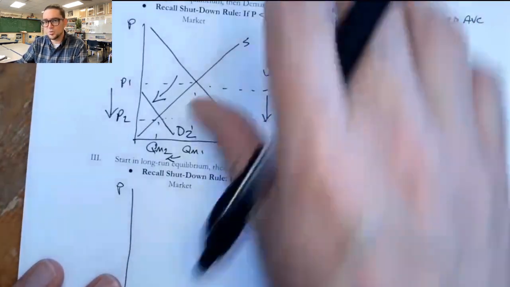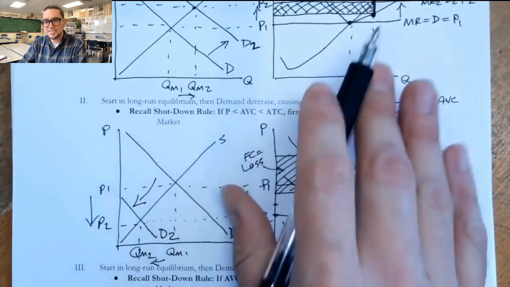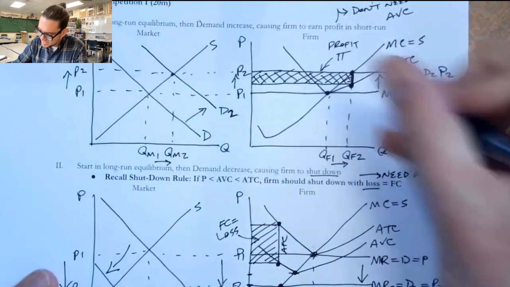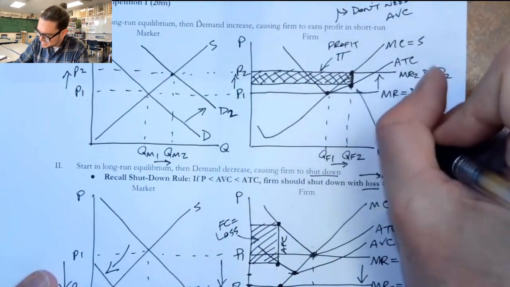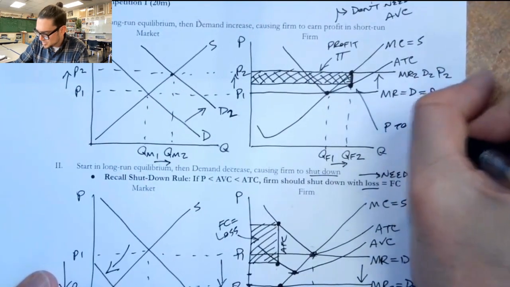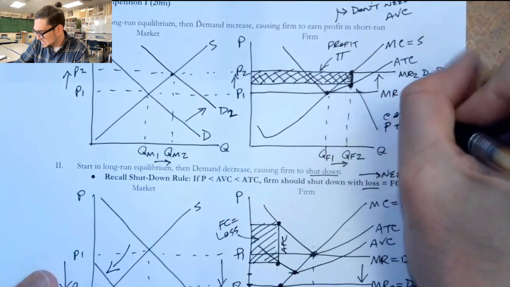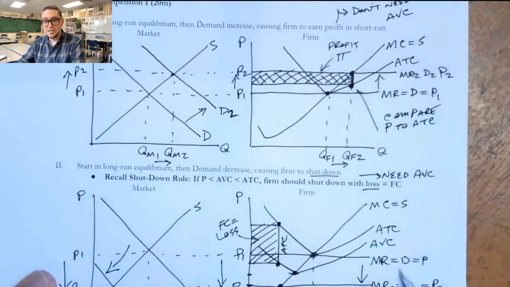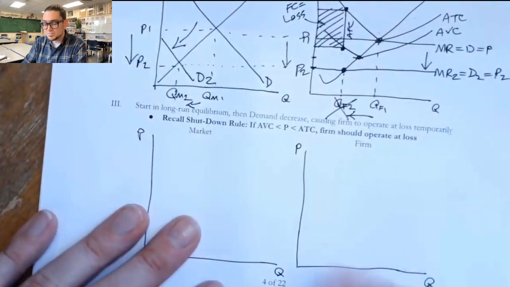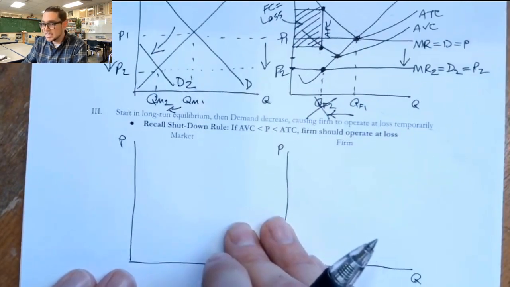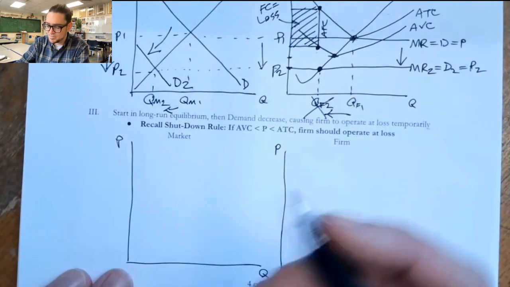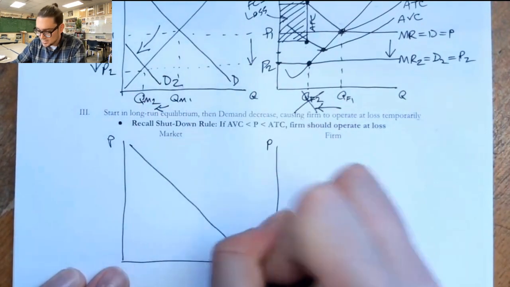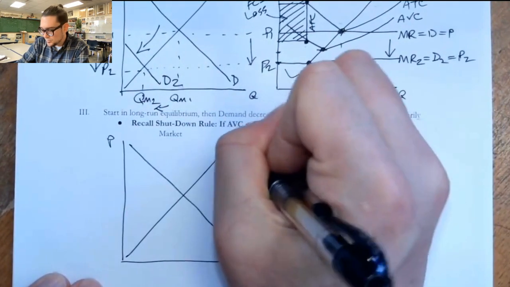Okay, so the next one's going to be a little bit easier because it'll actually kind of look a little bit more like the one at the top where we're comparing the price to the ATC. So I'm just going to put a little arrow and say compare price to ATC. And we're actually going to do that in the bottom picture as well, the price to the ATC. So for this one, the firm's going to lose money, but they're actually going to operate at a loss. And again, I'm going to prove to you later why they would mathematically be better off doing that.